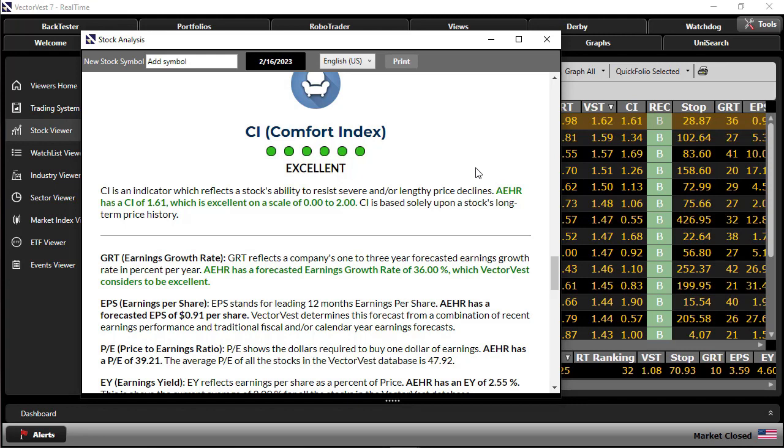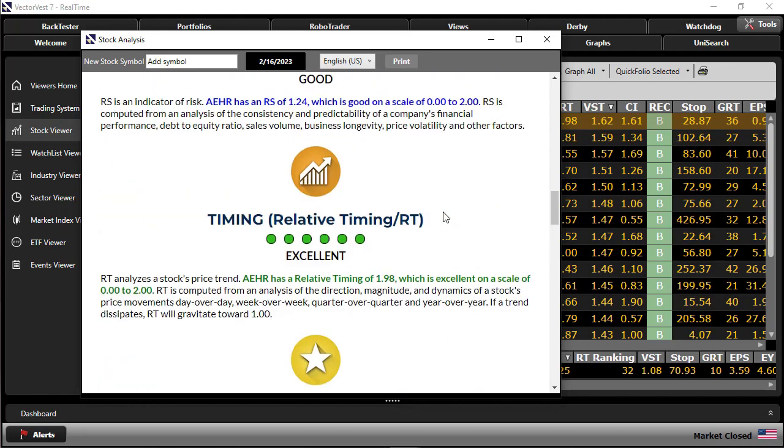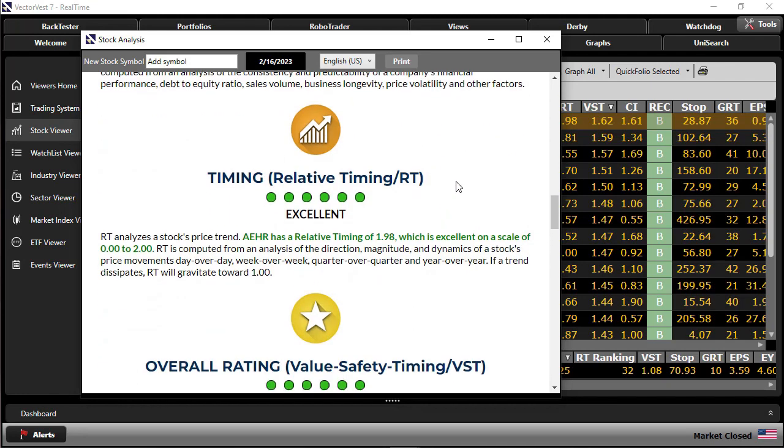When you have a CI rating of 1.61 and you're looking at a stock graph, you really know what you're going to get. You're going to get a stock that moves from bottom left to upper right, not a ton of volatility. You're going to see persistent price growth long term because, again, it's a technical indicator that looks solely at the long-term price history. Our other price trend indicator is Relative Timing. RT analyzes a stock's price trend. It's computed from an analysis of the direction, magnitude, and dynamics of a stock's price movement day over day, week over week, quarter over quarter, and year over year. If a trend dissipates, RT will gravitate towards one. Relative timing is more of a short-term price trend indicator.